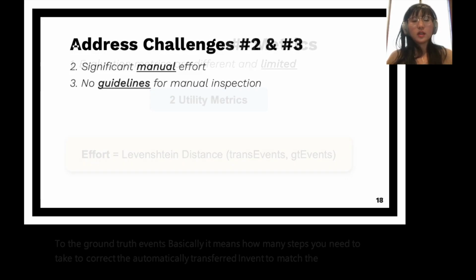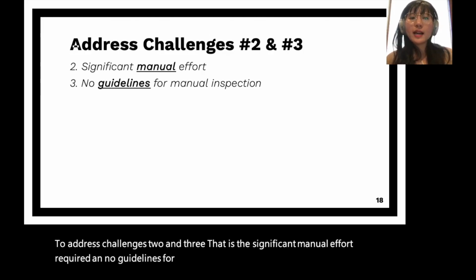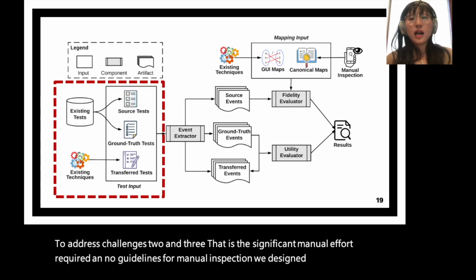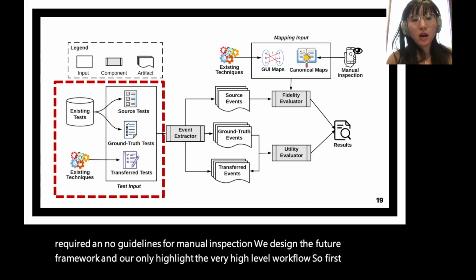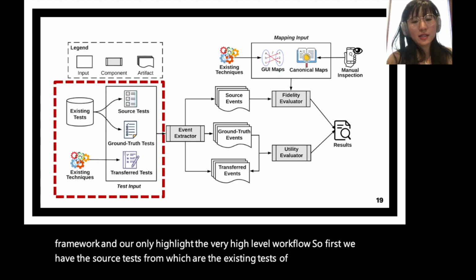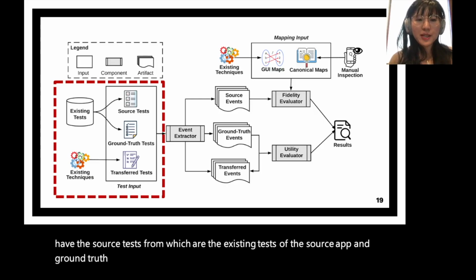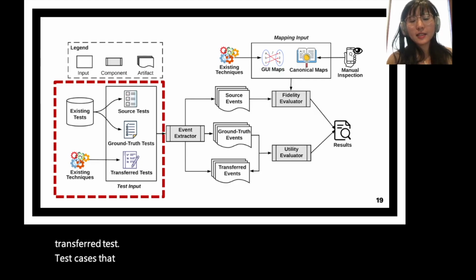To address challenges 2 and 3, that is, the significant manual effort required and no guidelines for manual inspection, we designed the FrUITeR framework, and I'll only highlight the very high-level workflow. First, we have the source tests, which are the existing tests of the source app, and the ground truth tests that serve as the evaluation baseline, and also the transferred test cases that are transferred by an existing technique.